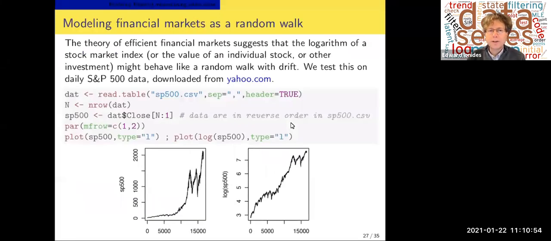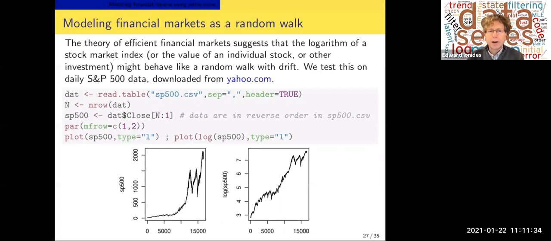One situation where the random walk model is a fairly famous model is in the context of modeling financial markets. We've already hinted at this before. The theory of efficient financial markets suggests that the logarithm of the stock market index might behave like a random walk with drift. That's again equivalent to saying that the difference of the logarithms, which is the return, is white noise.